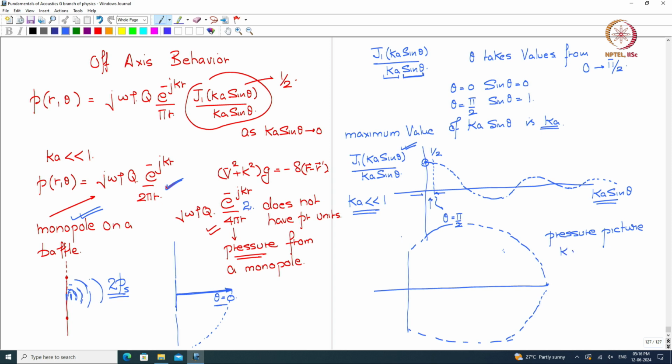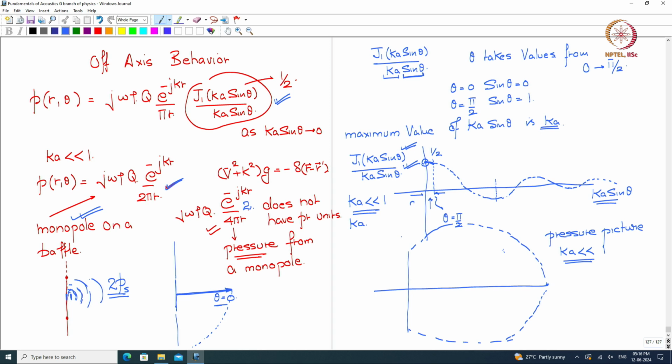For Ka much less than 1, this function which is sitting over here changes only this much from theta equal to 0 to theta equal to pi by 2. But suppose I increment Ka a little bit, so that the Ka value can reach till here, suppose. Then what happens?